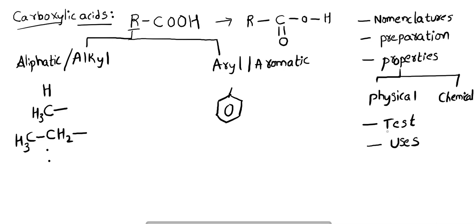So these are the different subtopics present in this functional group. Nomenclature, how to name them. Preparation, how to prepare these carboxylic acids. Properties, physical as well as chemical. Physically, how they will be, like melting point, boiling point, solubility, like that. Chemical properties, how they behave with others, how they react with others. Next, how to test them, and what are the uses of carboxylic acid in daily life or in industries. All these things we have to discuss. Let us start with the first one, nomenclature.